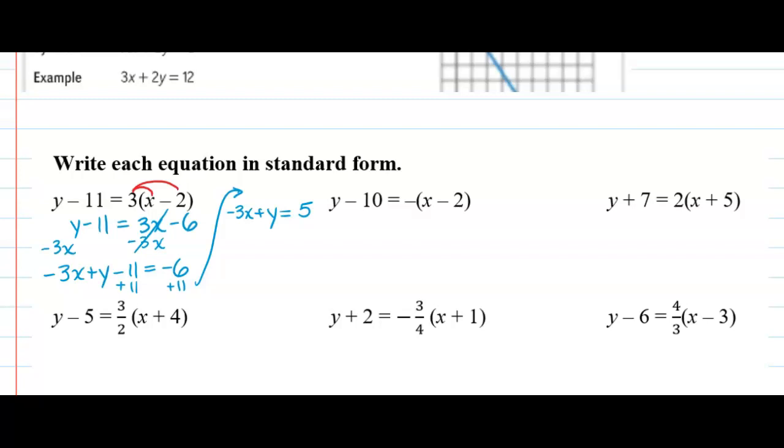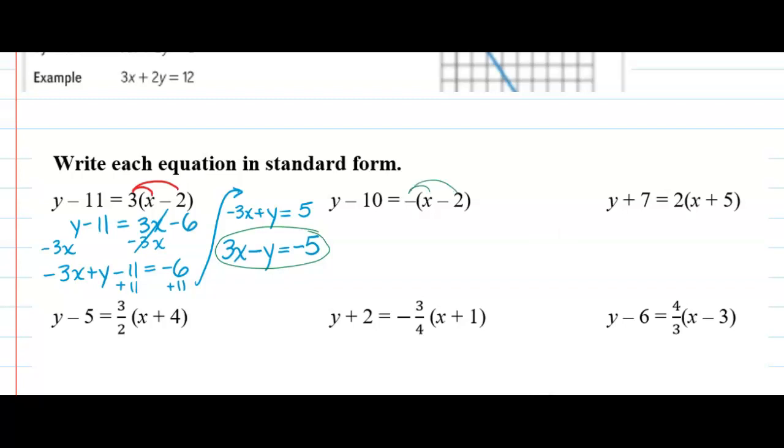So I need to multiply this equation by -1, or a simpler way to think about that, change all the signs. 3x, -y, -5. That is my final answer. Let's try the next one.